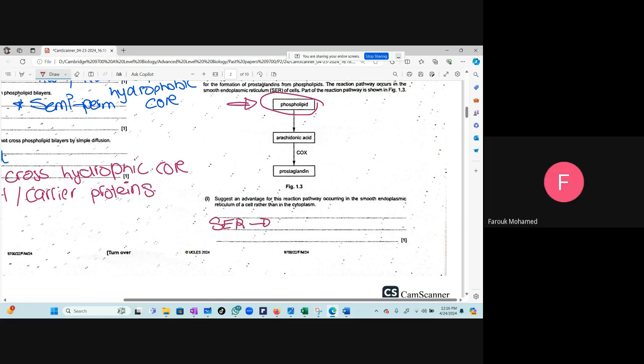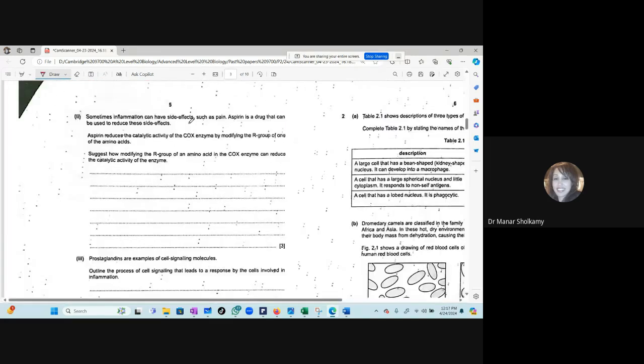The smooth ER is the place where lipids are synthesized. Yes, the smooth endoplasmic reticulum will produce the lipid, will produce the phospholipid. So it's there. In the cytoplasm, no phospholipids are produced. Very easy question.